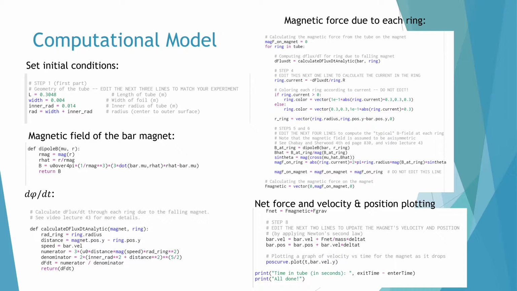And then calculated the magnetic force due to each ring, as well as the current, and then summed all those together to get the total magnetic force. And then using the magnetic force and the gravitational force, we calculated F net, and then used that value to plot the velocity and the position of the bar magnet going through the tube.